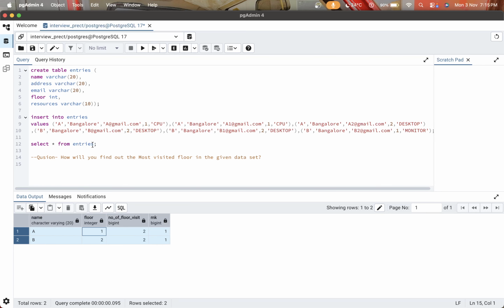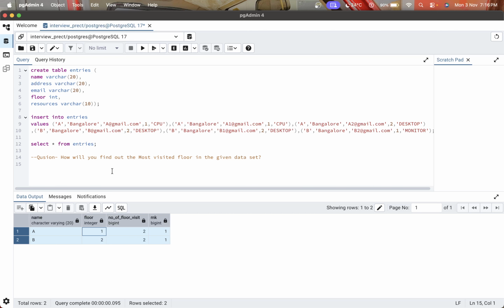Okay, so today I have a very good question in SQL. This is an interview question, and they give you the data sets. They want to check your SQL logic. So the question is: how will you find out the most visited floor in the given data sets?